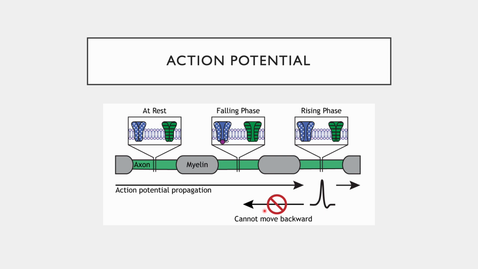Remember that action potentials cannot move backward, they can only move forward. So for example, if they begin at the axon hillock, right at the bottom of the soma or cell body, action potentials will move down the axon proper, jumping from the nodes of Ranvier, and they will never move backwards.